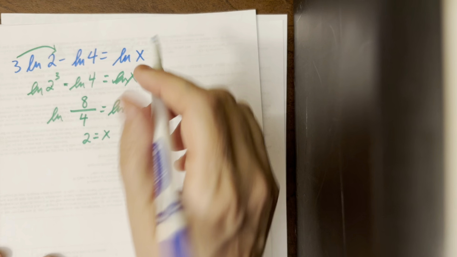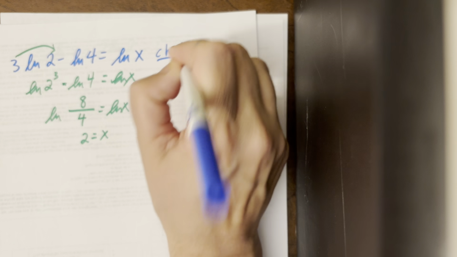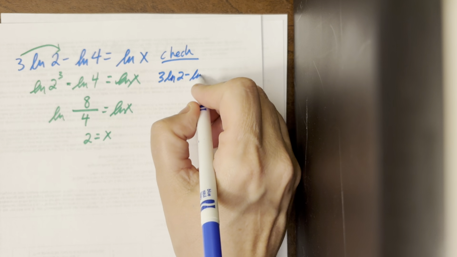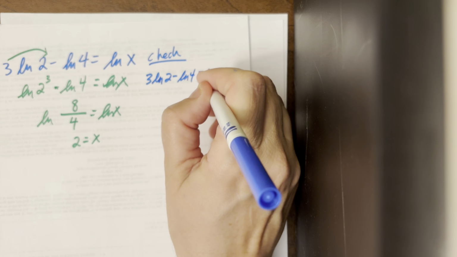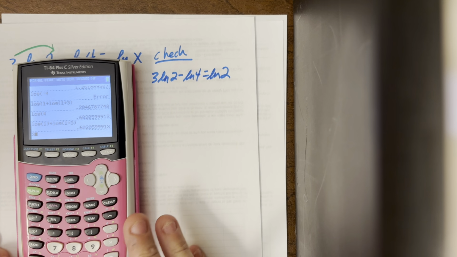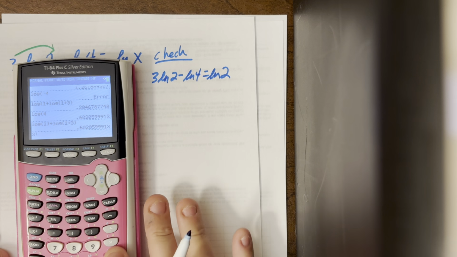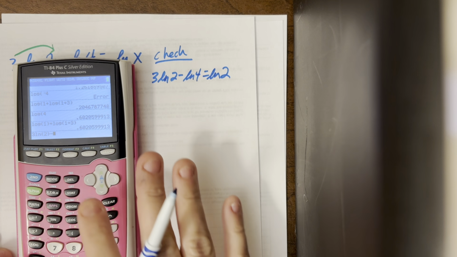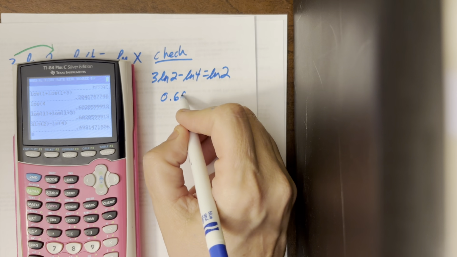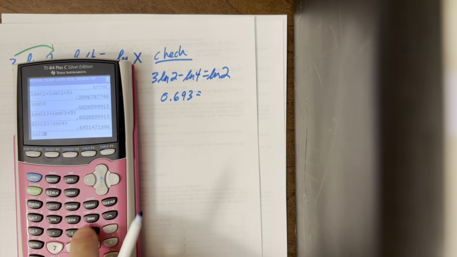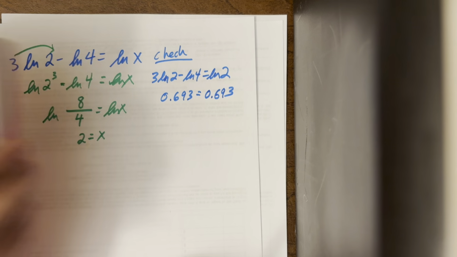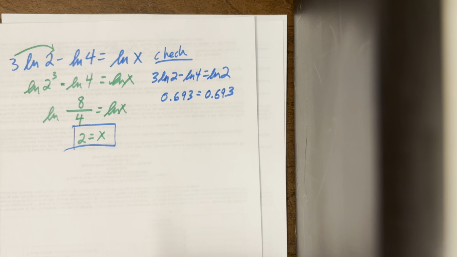But of course, we have to check this and make sure it works. So we have 3 ln 2 minus ln 4, and that should equal ln 2. All right, let's see if it does. 3 ln 2, close your parenthesis, minus ln 4, close your parenthesis, and I get 0.693. ln 2, woohoo, 0.693. There we go. X does equal 2.